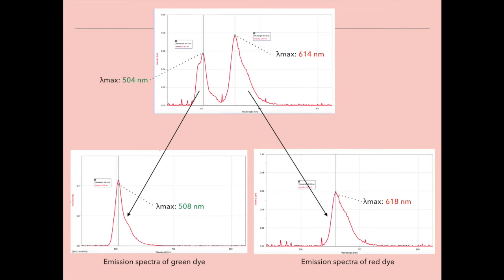If we run two other individual emission spectroscopy tests on the green and red dye, we can see that these two are the peaks represented in the first emission spectroscopy of the mixed solution because of their almost identical lambda maxes. The first peak on the emission spectra is green. On the first one it has a lambda max of 504, and on the individual test it has one of 508. And the second peak is the red dye, as it has a lambda max of 614 on the mixed solution emission spectroscopy and 618 on the individual.